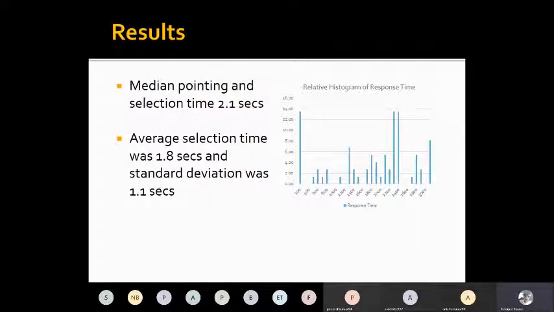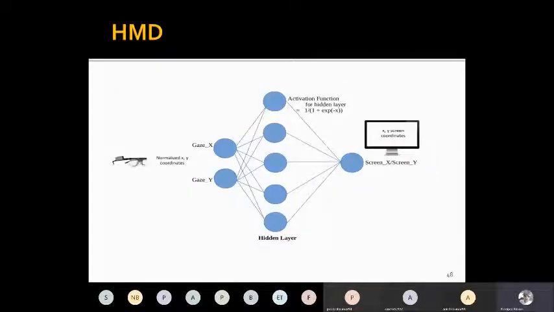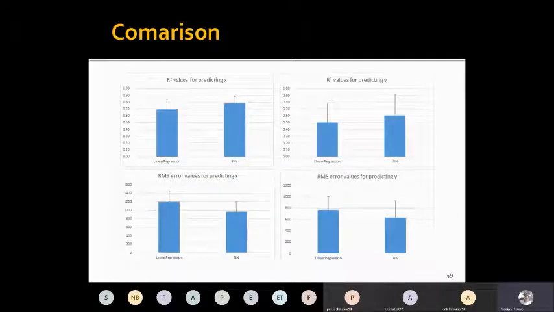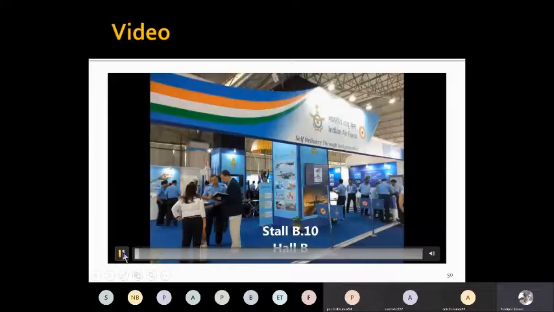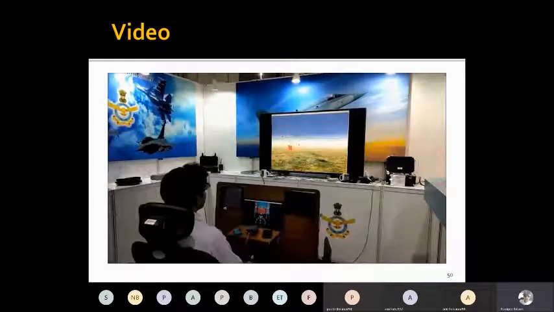And then we use the similar concept of mapping, instead of a screen-based eye tracker, for a head-mounted eye tracker. And again, we compare the R-square values and RMS error and use it to track eye gaze for a large screen display, which is a representative of a head-mounted.